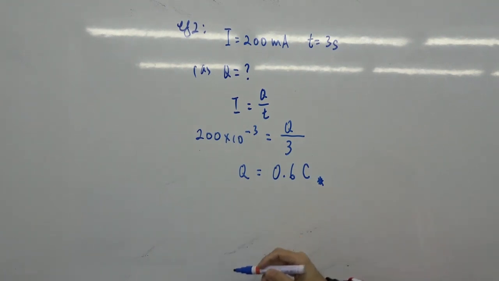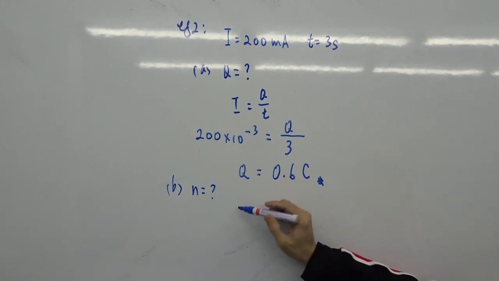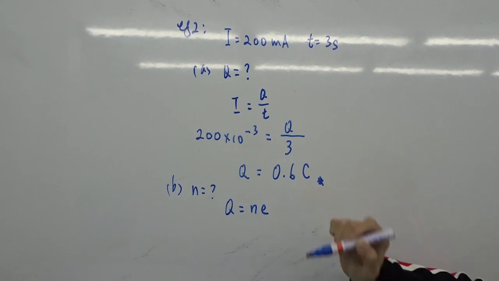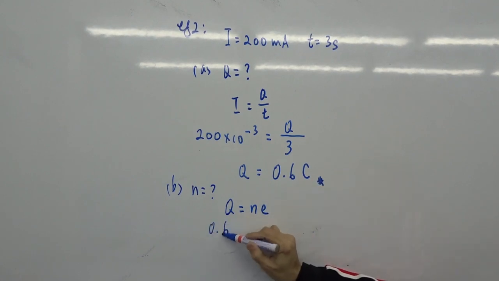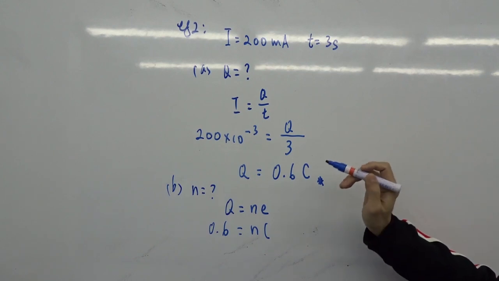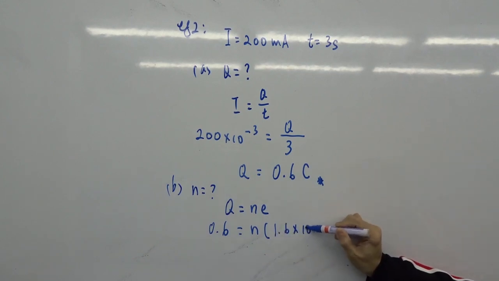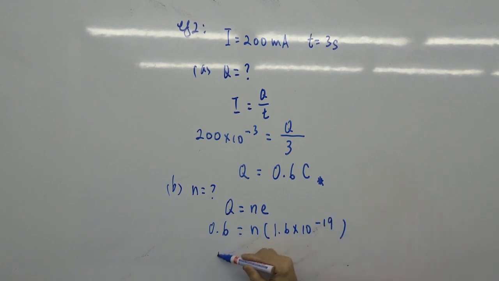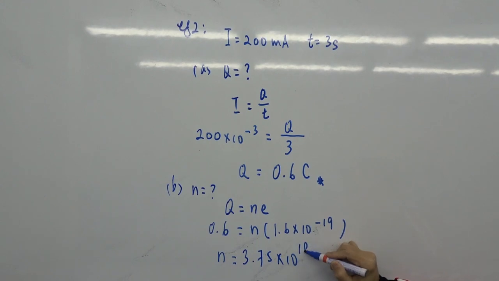Okay, now I want to look at B, the number of electrons which flow through the resistor. So they want to get the number of electrons N. We only got one formula for N, which is Q equals NE. Q just now is 0.6. This question forgot to give it, but I gave you just now, the charge of one electron is 1.6 times 10 power negative 19 coulomb. Then use your calculator to get the answer for N. So the answer is 3.75 times 10 power 18 with no unit.